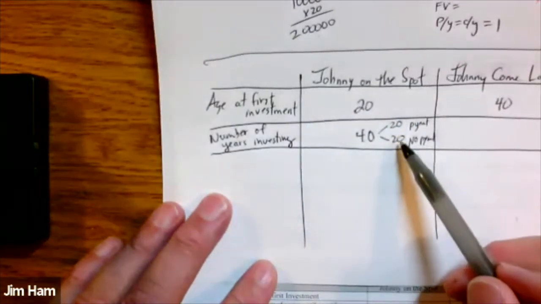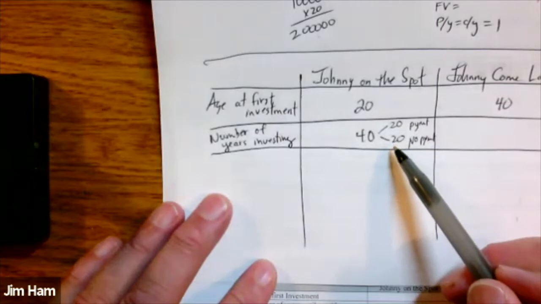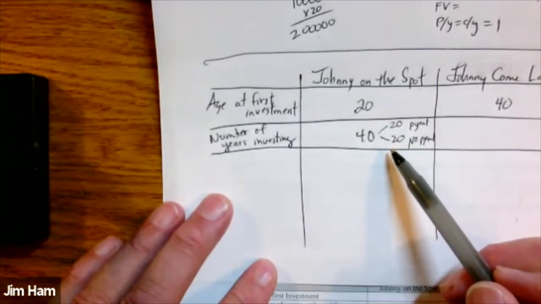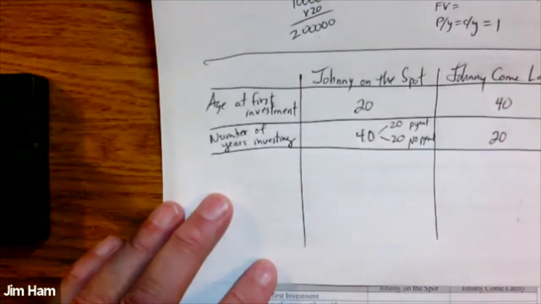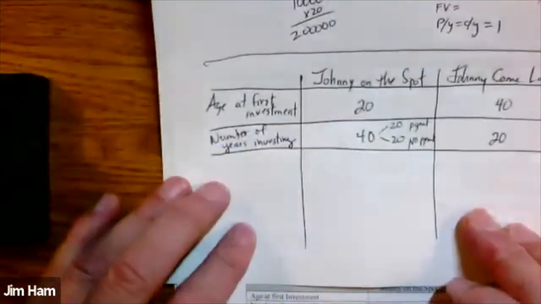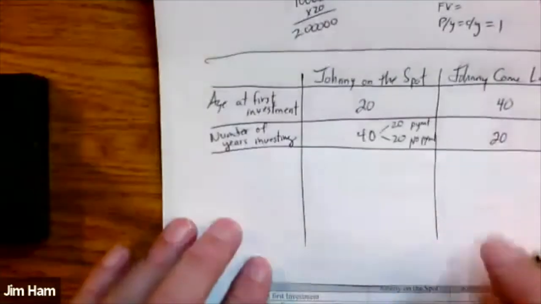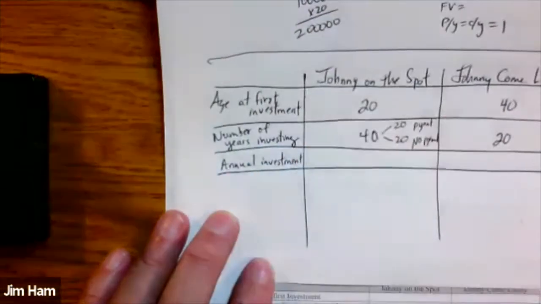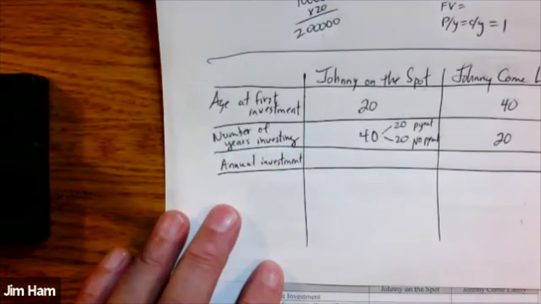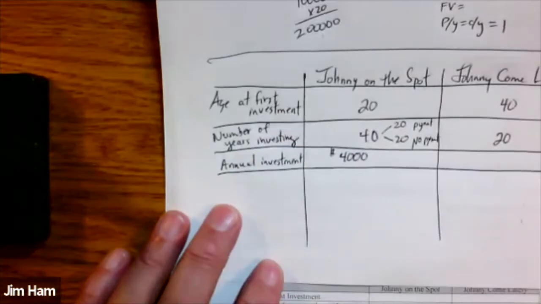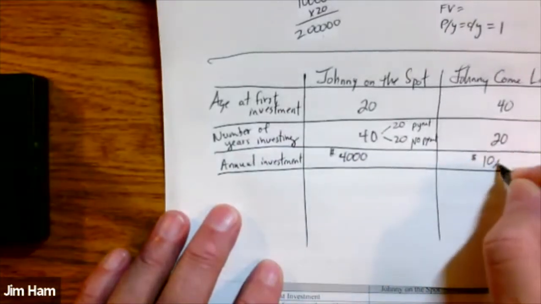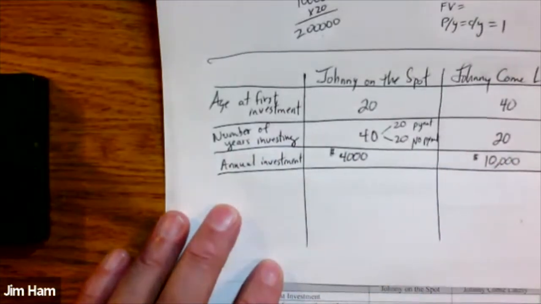But still, in that last 20 years, the money that was in his account was still earning interest. So you've got to say that he was still an active investor at that point. Johnny Come Lately, just 20 years, from age 40 to age 60. All right, the next one is the annual investment. Now, we have to say that it's the annual investment when they're actively making an investment each year. So it was $4,000 for Johnny on the Spot and $10,000 for Johnny Come Lately.